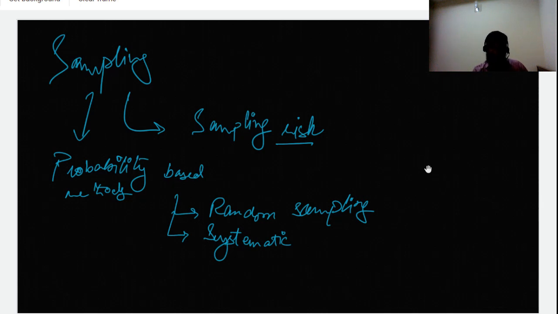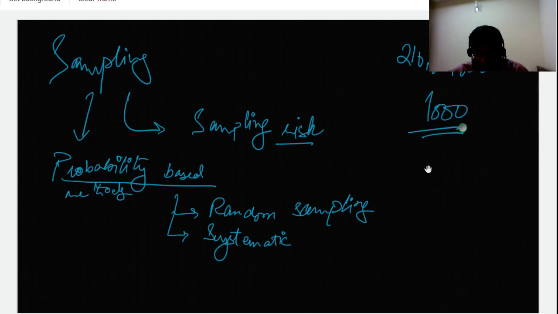In these probability based methods, we choose the sample with some calculation involved. Sample, as in the group of people I test. For example, in Pakistan I have a population of 210 million. I'm selling my product in Pakistan. I can't test all these 210 million. Let's say I can test just 1000. So this 1000 is my sample.